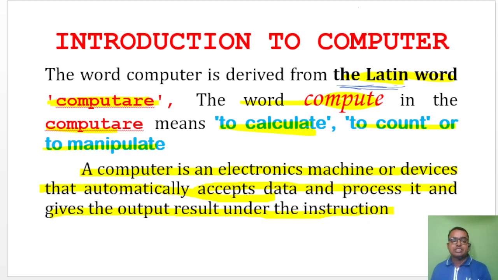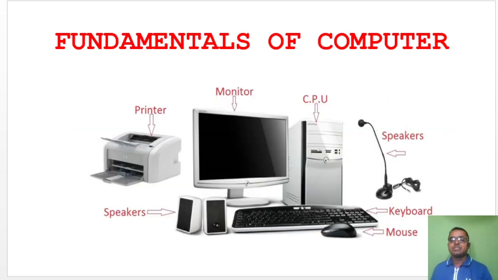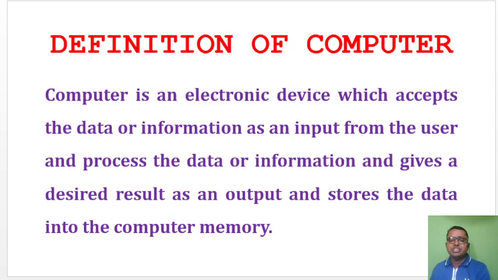So let us try to understand what the fundamental things of the computer are. Computer means monitor, keyboard, mouse, speaker, CPU, printer. All these things come under the fundamentals. So these are the parts. So, definition of computer: a computer is an electronic device.